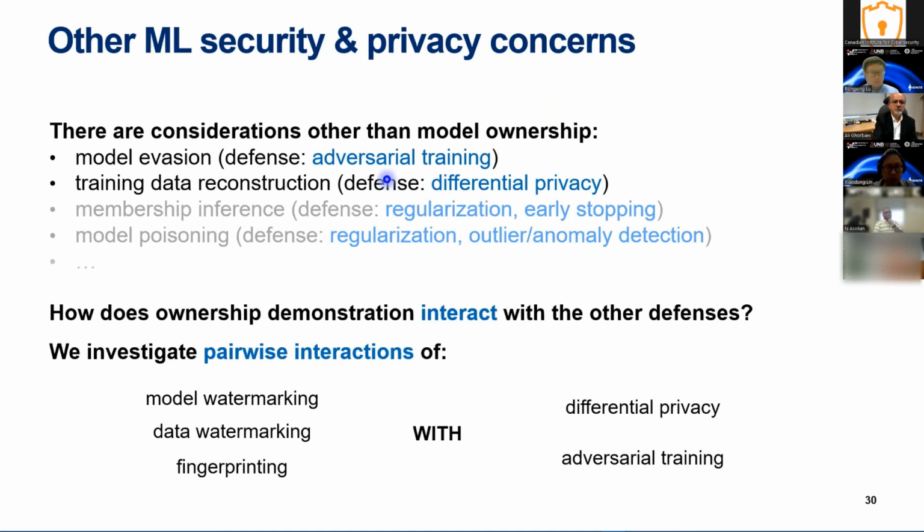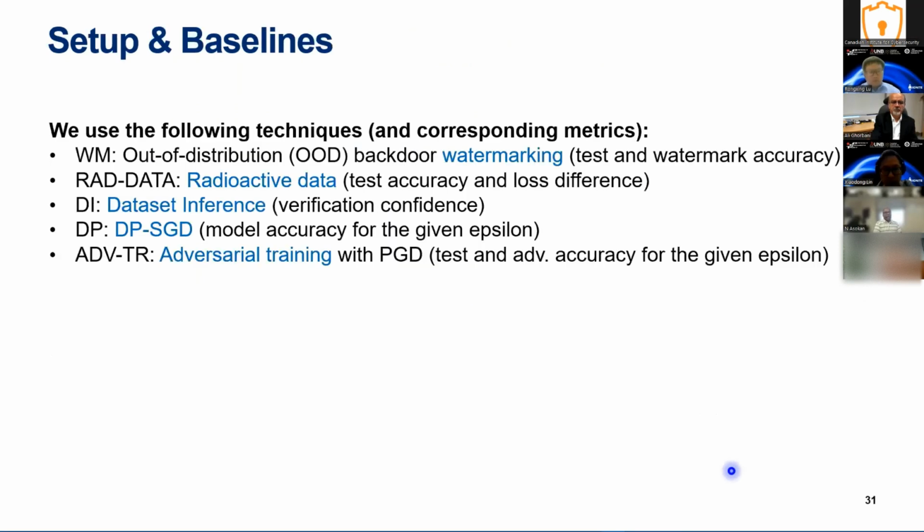There is an ongoing work, currently under submission, where my student looked at 3 different ownership verification techniques: model watermarking, data watermarking, and fingerprinting, with dataset inference as a fingerprinting technique. Each of them has been shown to be effective by itself. But if you combine that with one other protection mechanism, like differential privacy or adversarial training, we wanted to see what happens.